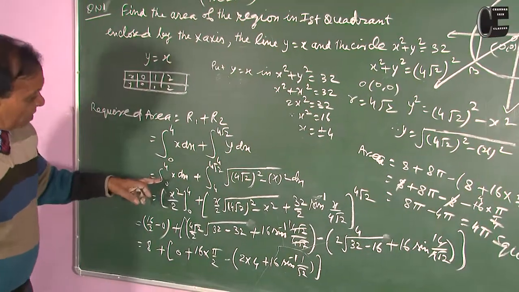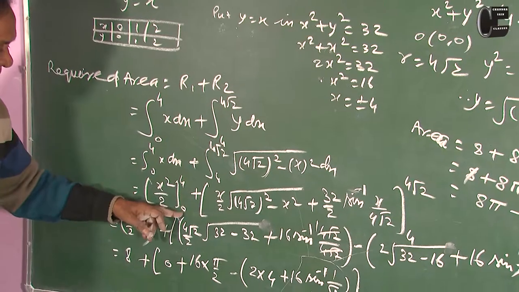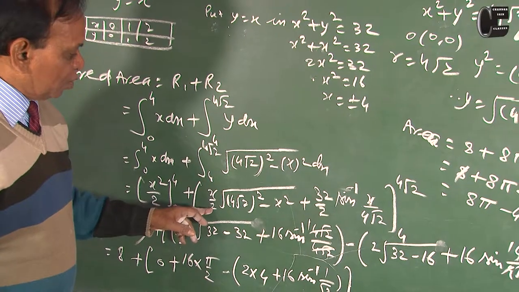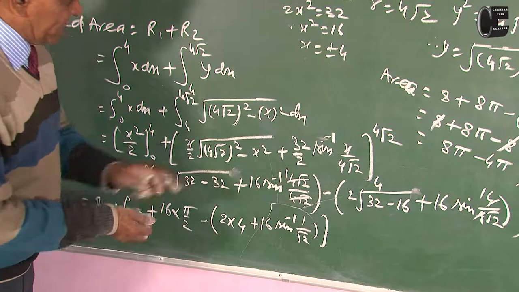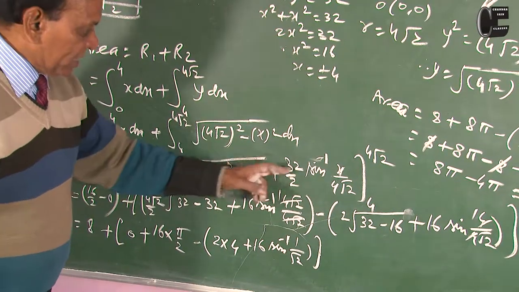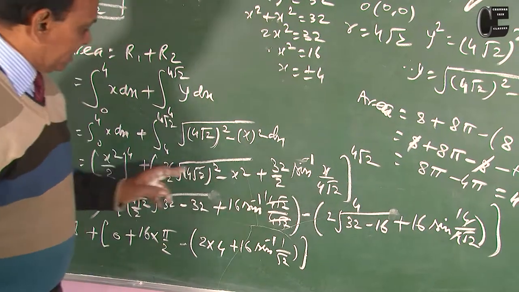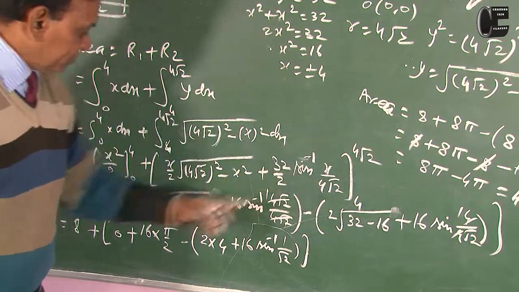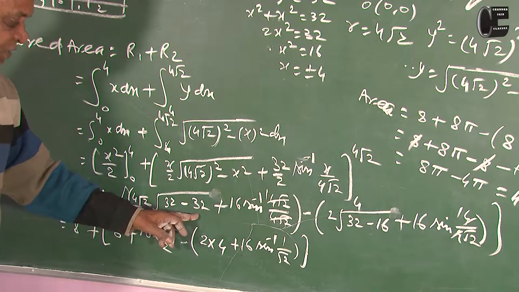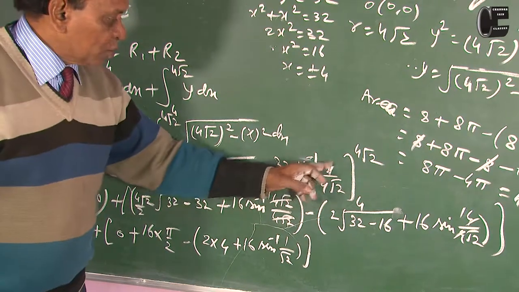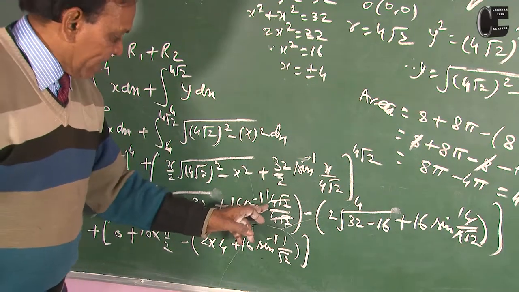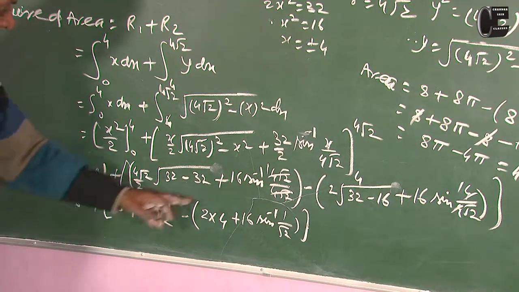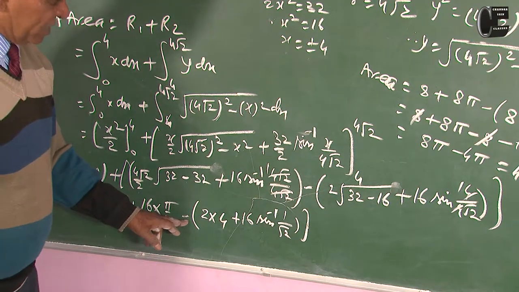Yes, after integration we have x square by 2, upper limit minus lower limit, putting 4 we get 8. Yes, for integration, x by 2 under root 4 root 2 whole square minus x square plus a square by 2 sine inverse x by 4 root 2, and the limits will be 4 to 4 root 2. Yes, putting upper limit 4 root 2, minus 4 root 2, that is 32, this will be 0. Put here 4 root 2 by 4 root 2, 16 and sine inverse 1. Sine inverse 1 can be written as pi by 2, 8. And this is 0, this is 16 into pi by 2 minus the lower limit.